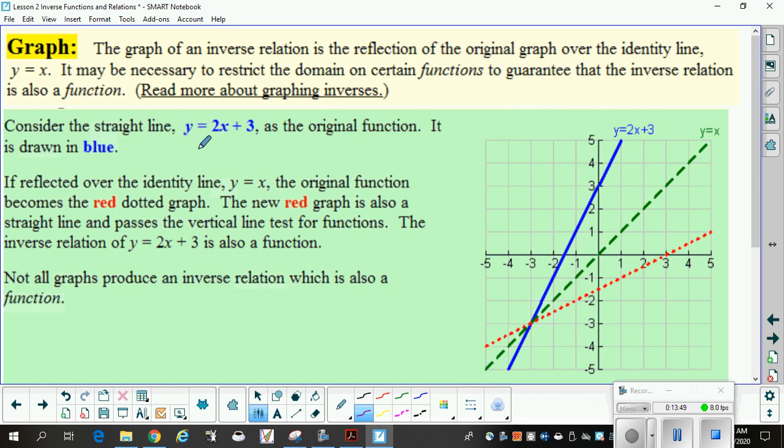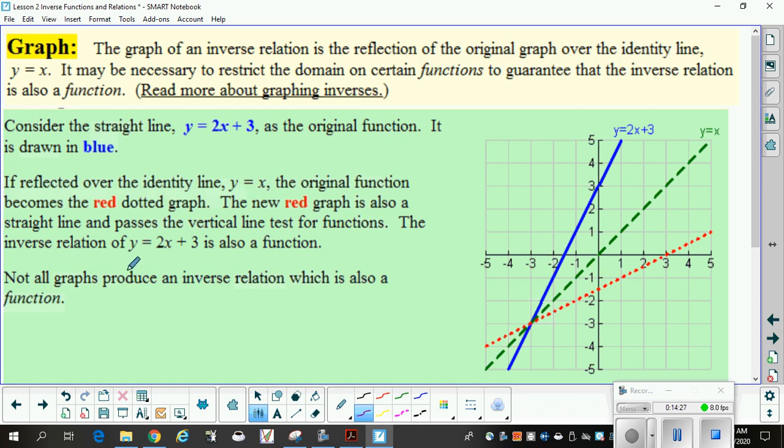Right now, consider the straight line y equals 2x plus 3. That's here in blue. If I reflect it over this line, that means I just swap x's and y's. So (0, 3) will become (3, 0). (-2, -1) becomes (-1, -2). So they just swap. The new graph, which is the red dashed line, is also a straight line and passes the vertical line test for functions. The inverse relation of y equals 2x plus 3 is also a function.